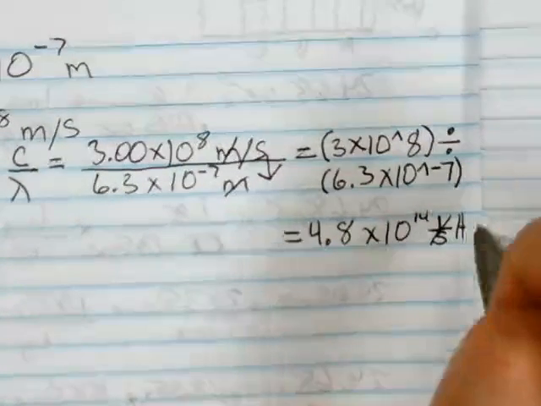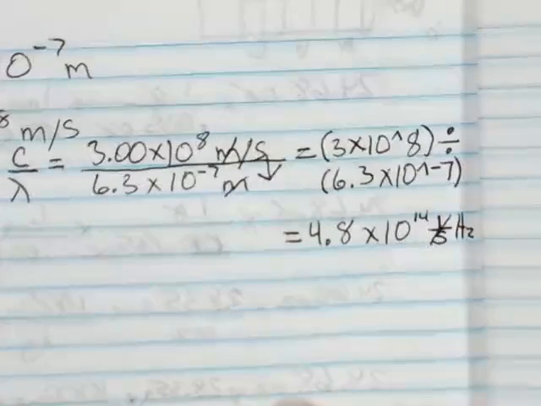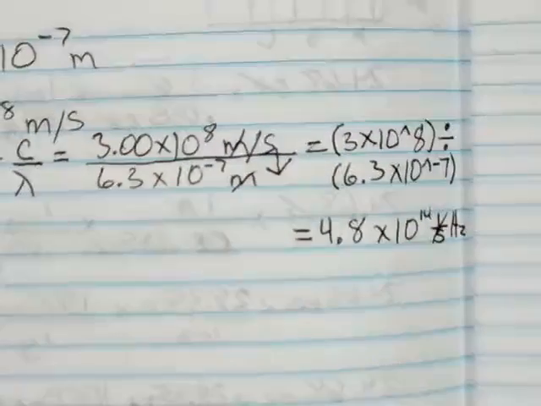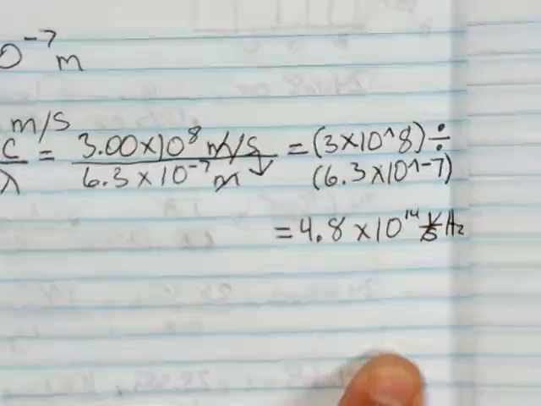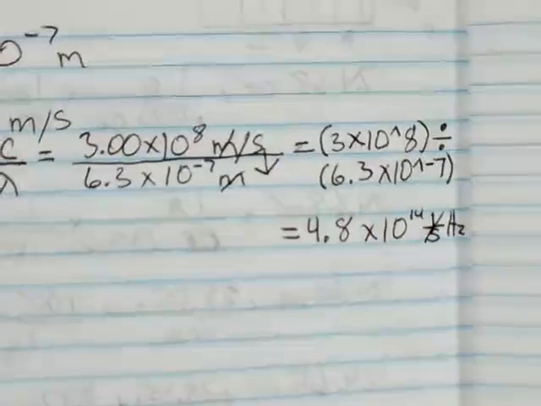We're going to call it a hertz. That's your actual unit, a hertz, for frequency. That's the same thing as 1 over a second. It's a cycle per second, but we're going to call it a hertz.